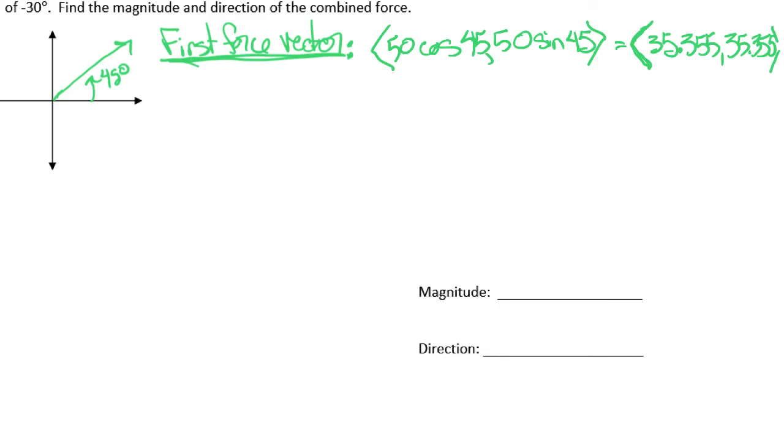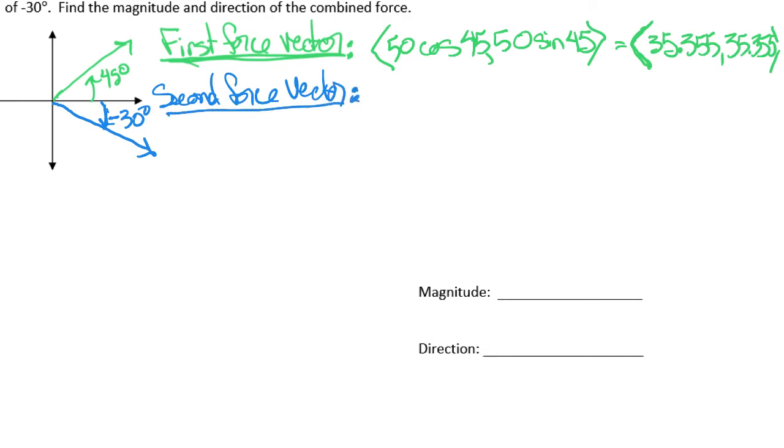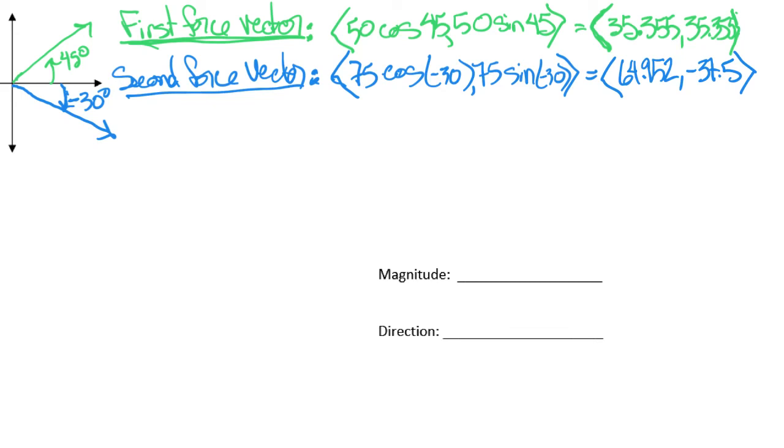Okay, and then let's go to our second force. Well, the second force has an angle measure of negative 30. So here's my negative 30, and again, it didn't say bearing or heading, so it's just our standard angle measure. So I can crunch that out right away. Second force vector, okay, so check your answer. The second force vector, you're doing 75 cosine of negative 30 and 75 sine of negative 30.